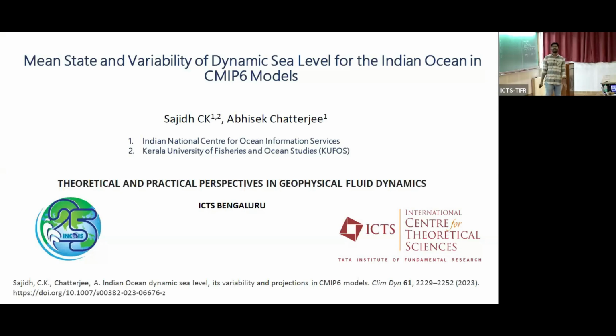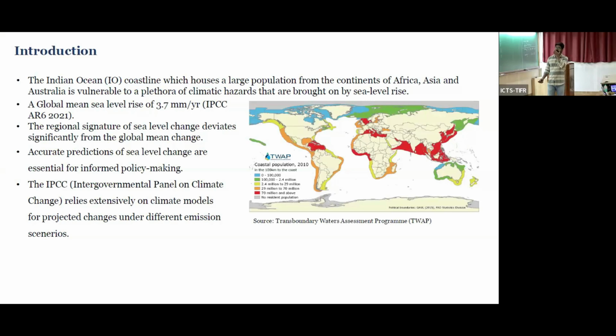For this work, I am presenting just a part of what we have done. We have looked at how the dynamic sea level is represented in the CMIP6 models, particularly for the Indian Ocean. I'll give a brief introduction on why this work is important.